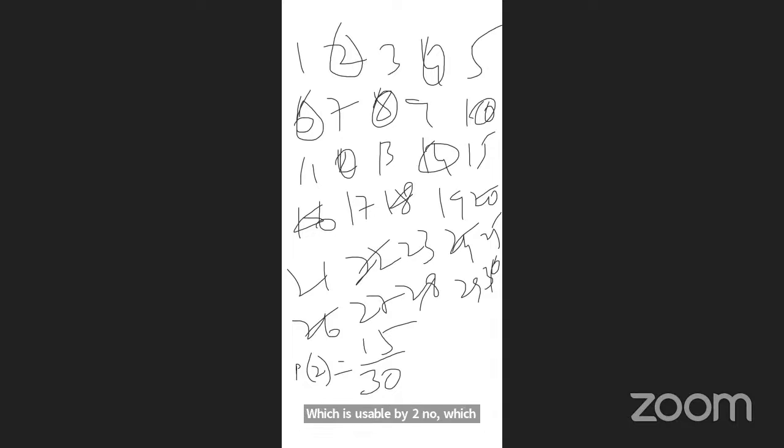Now, which is divisible by 3? Probability of divisible by 3. That means 3, 6, 9, 12, 15, 18, 21, 24, 27, and 30. So that means 10. This is 10 by 30.